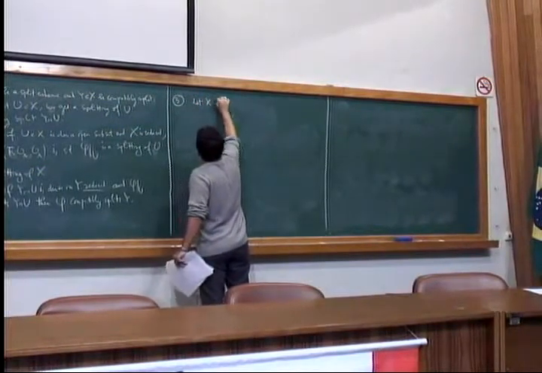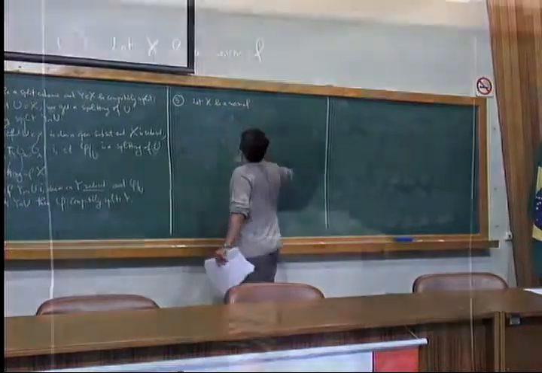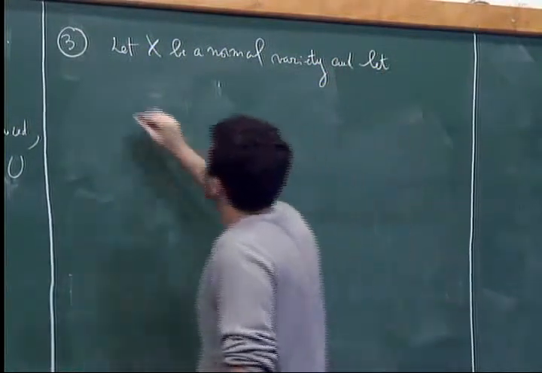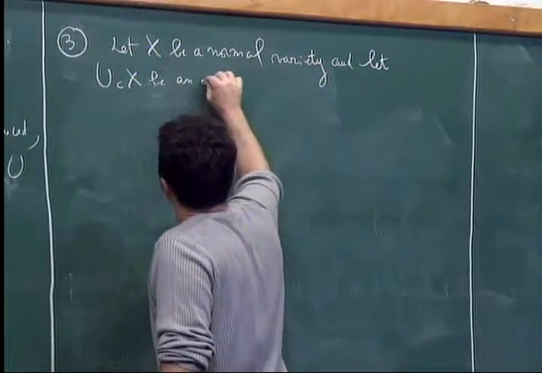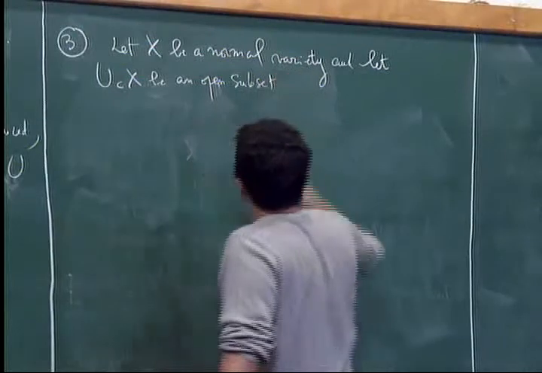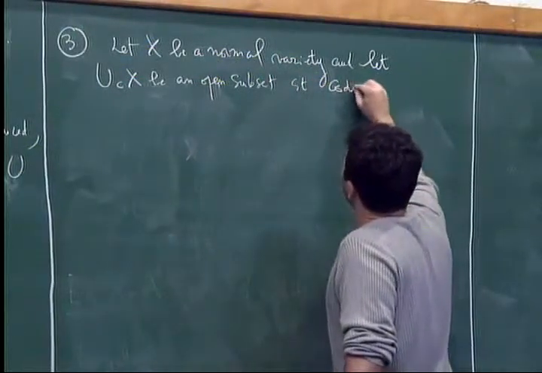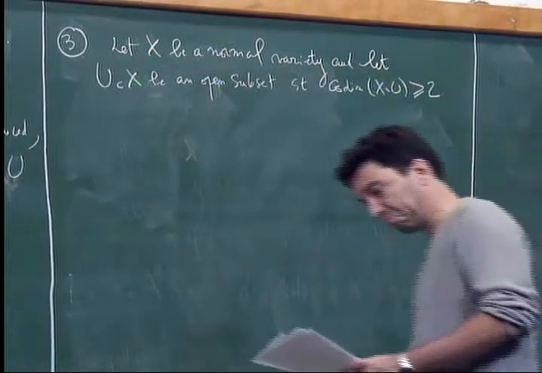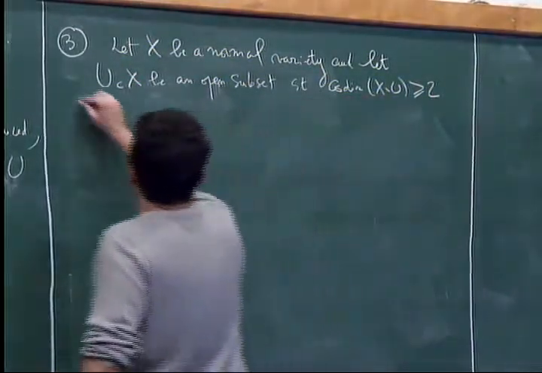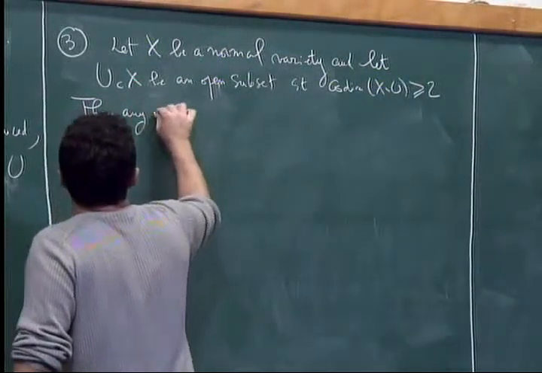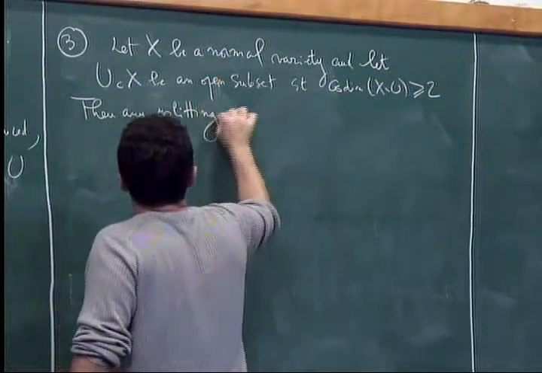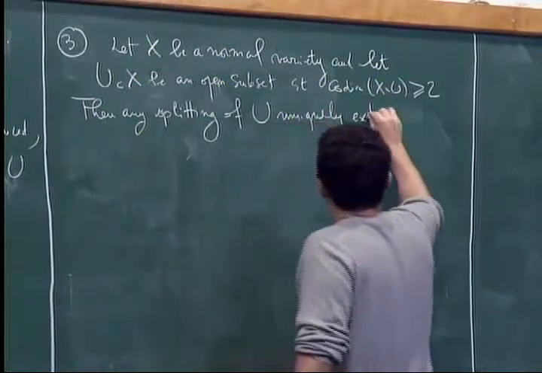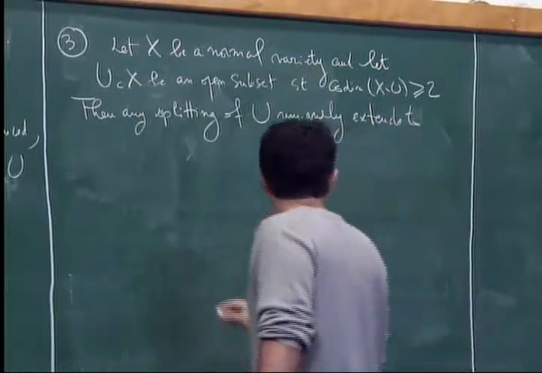Now let X be a normal variety, and let U be an open subset such that the codimension of the complementary is greater or equal to 2, then any splitting of U uniquely extends to a splitting of X.